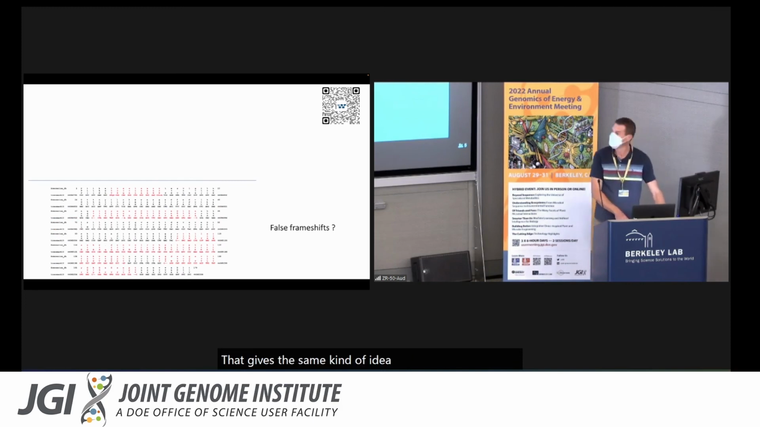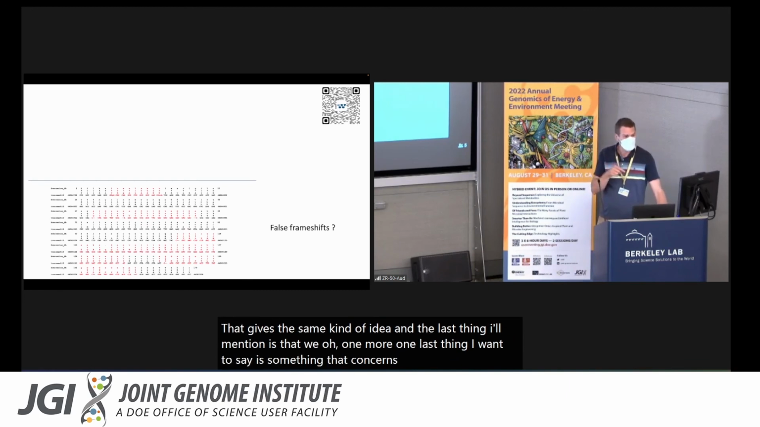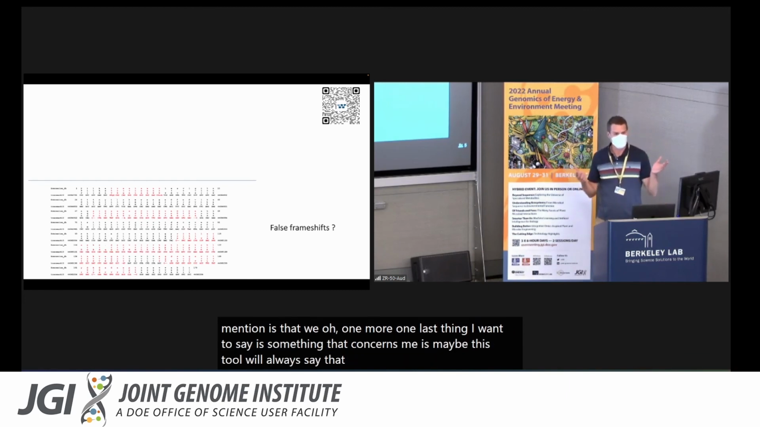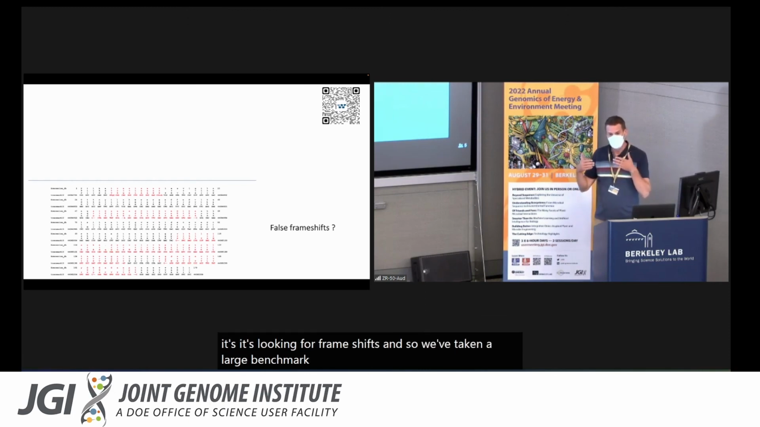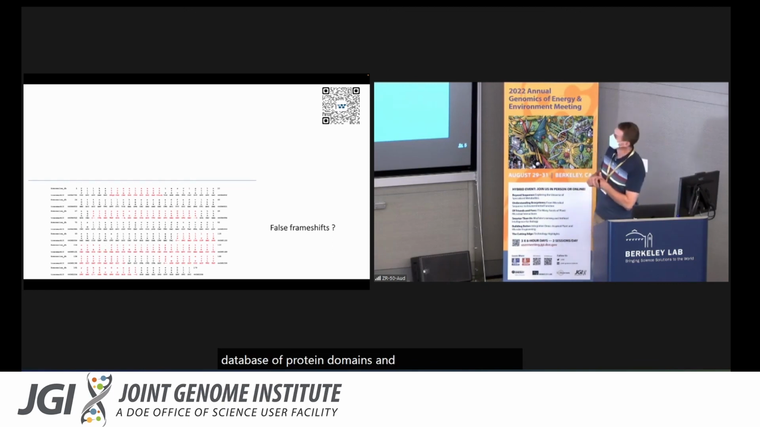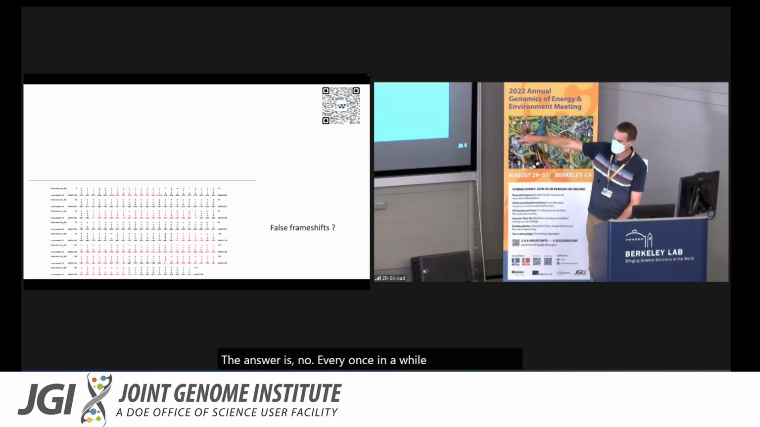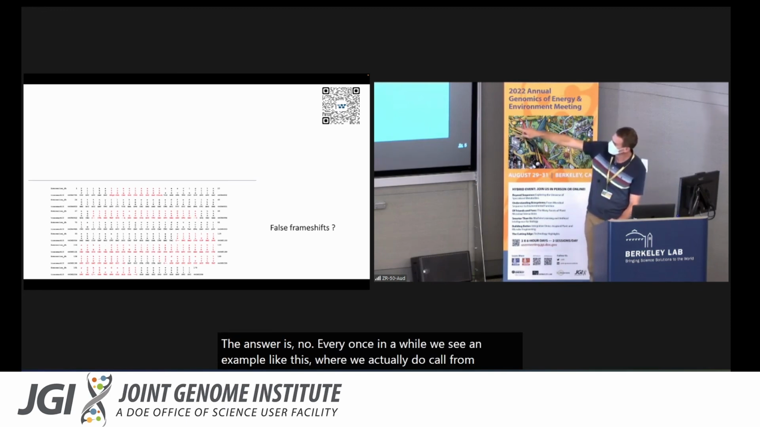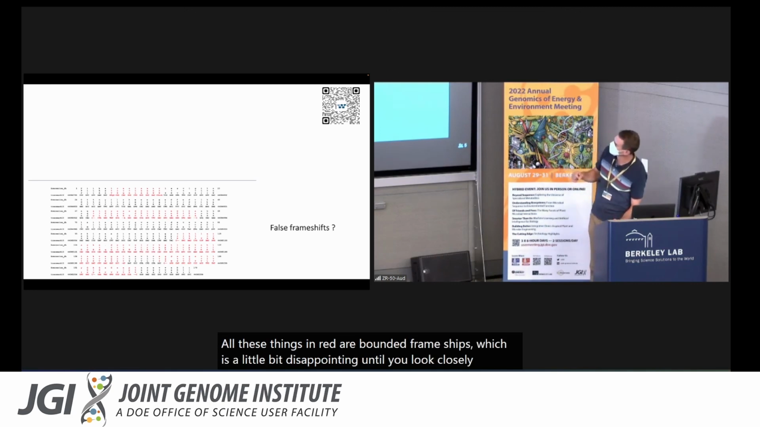And the last thing I want to say is something that concerns me: maybe this tool will always say there are frameshifts because it's looking for frameshifts. And so we've taken a large benchmark that consists of sequences that are aligned to each other from the Pfam database of protein domains and check to see, do we call frameshifts when they're not even present in the database? And most of the time the answer is no. Every once in a while we see an example like this where we actually do call frameshifts. All these things in red are bounded frameshifts, which is a little bit disappointing until you look closely at them. And boy, it's hard to see on the screen.